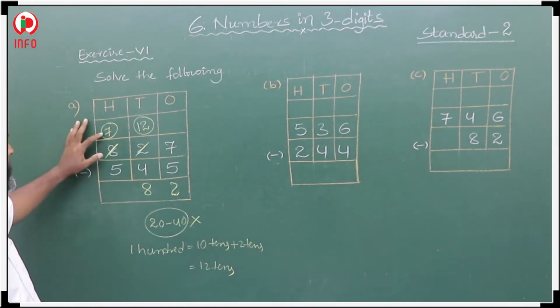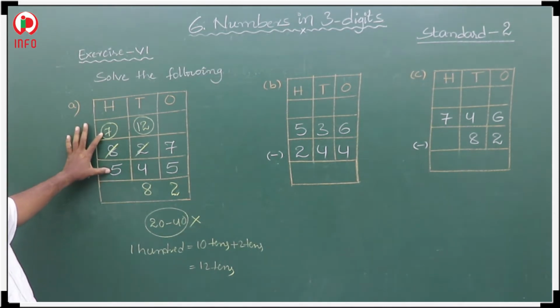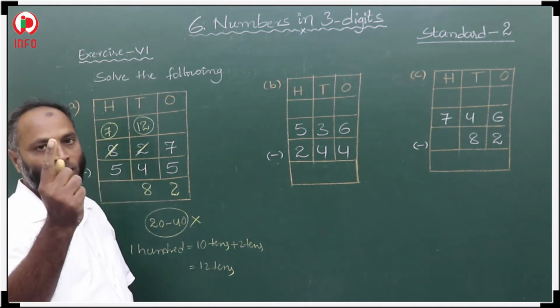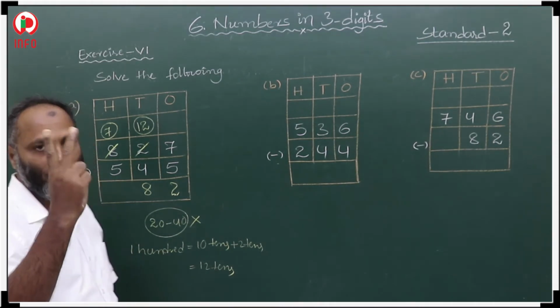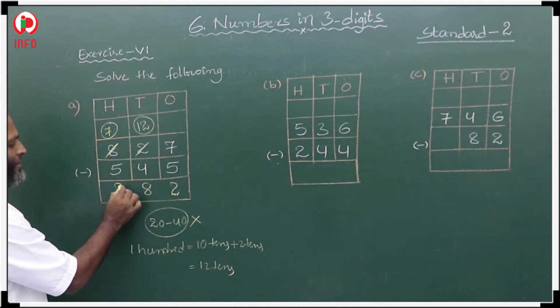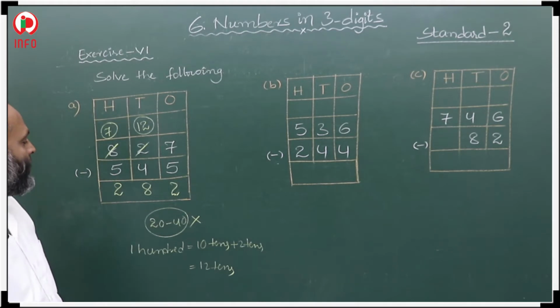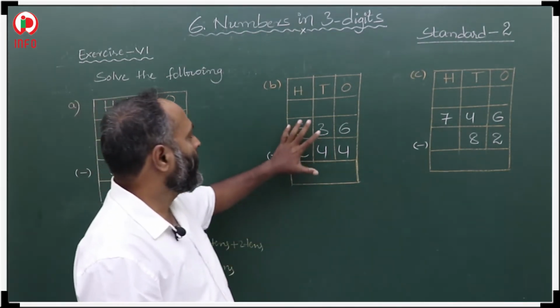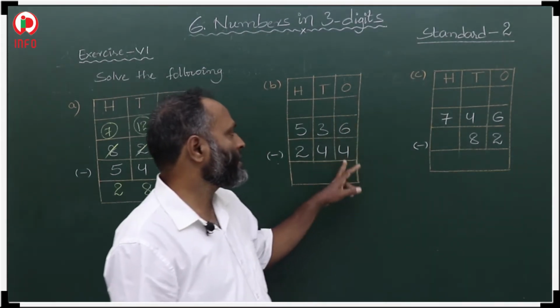Then after that, 7 minus 5. From 6 to 7 we have to count: 6, 7. How many fingers? 2. It means 7 minus 5 is 2. So the answer is 282. Okay. Now the second question, ones column.